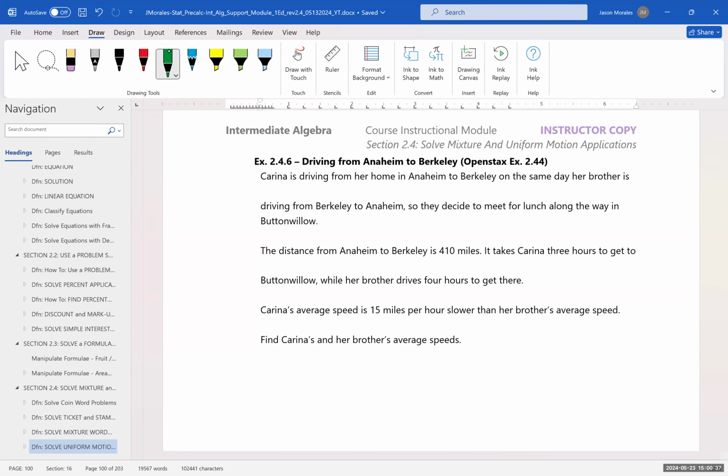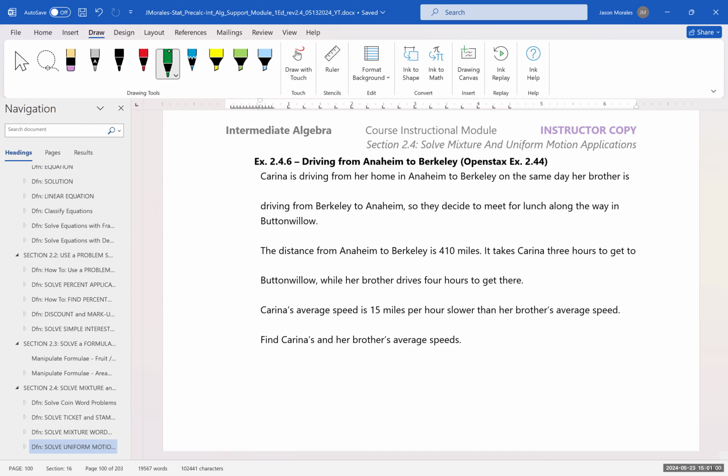All right, let's look at another example. This example has a slightly different configuration as far as how distances are set up compared to the last example. So I'd like to demonstrate that for you. So this is driving from Anaheim to Berkeley.